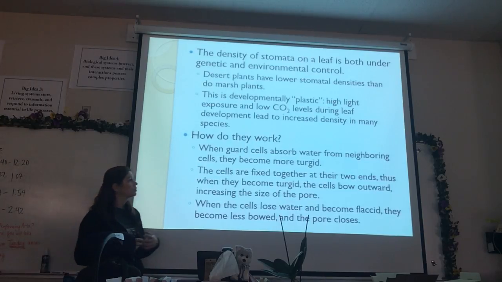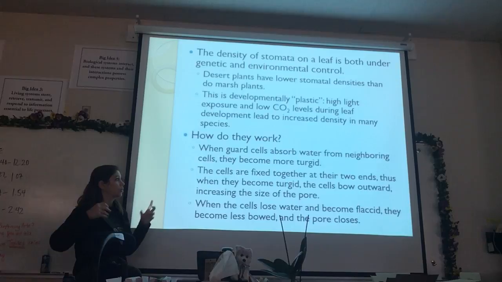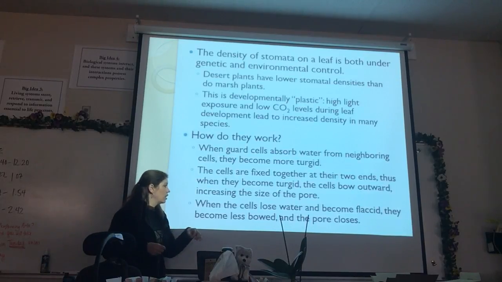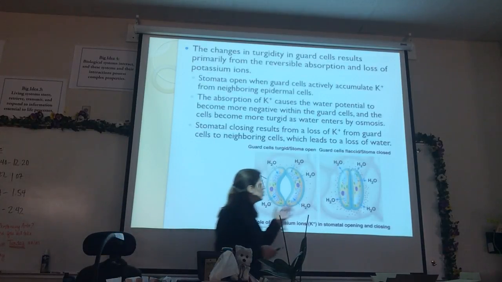Well, when the guard cells absorb water from neighboring cells, they become more turgid, and the cells themselves are fixed at either end. And so because they're fixed at the two ends, as water gets added in and they become more and more turgid, the cells bow outwards, increasing that hole in between. When the cells lose water and become flaccid, they become less bowed and that pore closes. So that's what we end up seeing here.